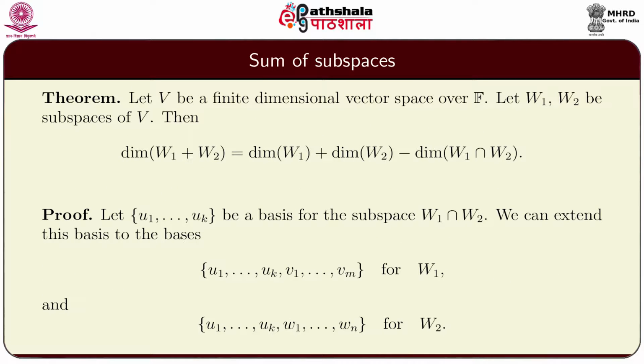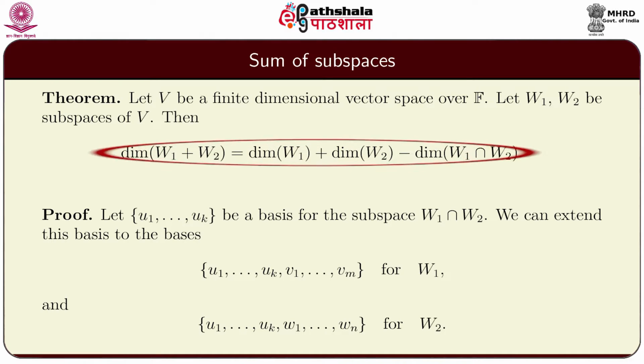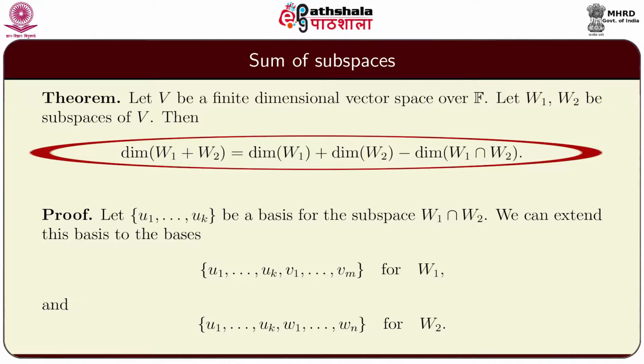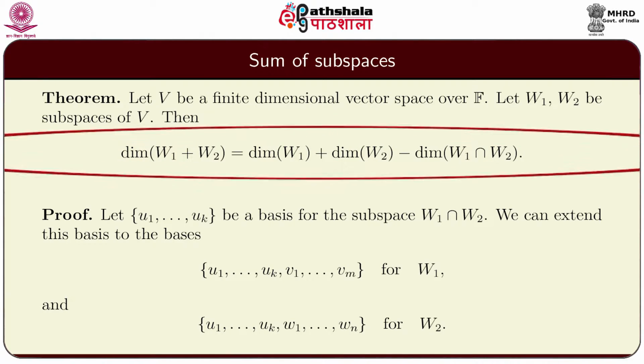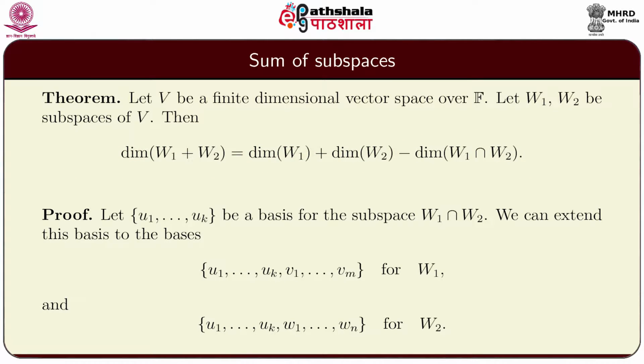Let us prove this theorem, which talks about the dimension of the sum of subspaces. So, let V be a finite dimensional vector space over F. Let W1, W2 be subspaces of V, then the dimension of the subspace W1 plus W2 is equal to dimension of W1 plus dimension of W2 minus dimension of W1 intersection W2.